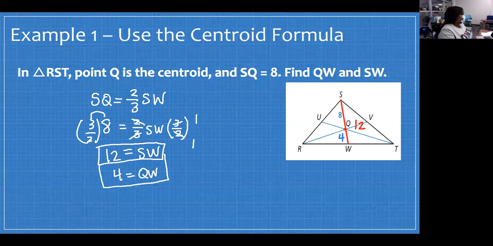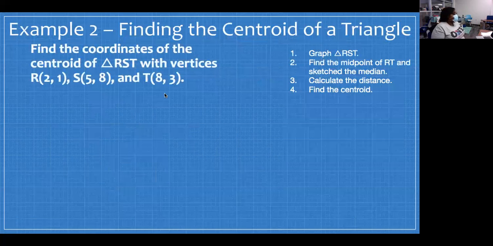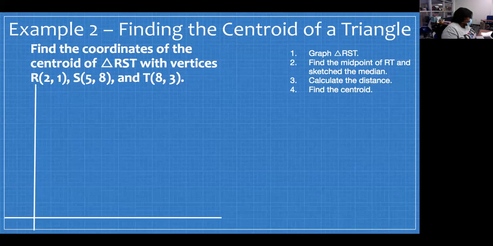Let's keep it moving. One more example. This one says, find the coordinates of the centroid of RST with vertices (2, 1), (5, 8), and (8, 3). So I'm actually going to draw the triangle, and this one is going to be a little bit better because I have some lines that can help me out. It's going to look better than the last ones I've been drawing.